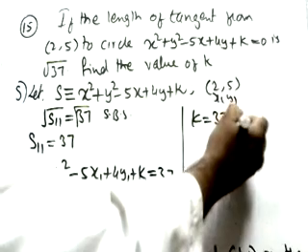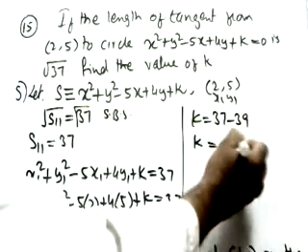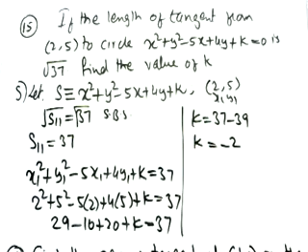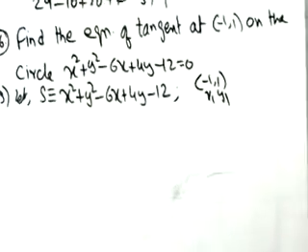Bring this 39 on the other side. So k will be 37 minus 39. So this value will be minus 2. 37 minus 39. 20 minus 10 is 10 plus 39. On the other side, minus 39, so k is minus 2.